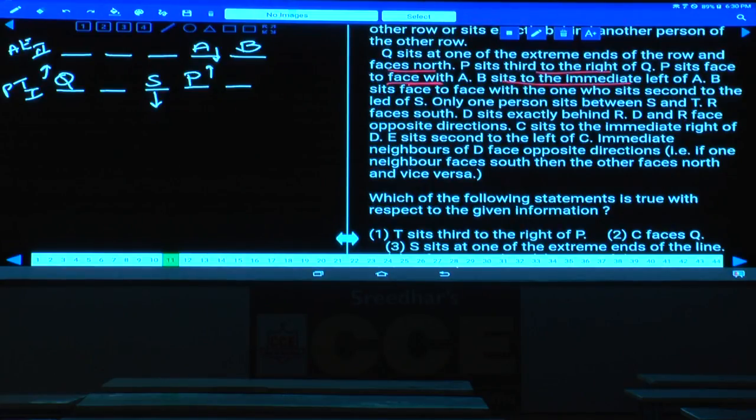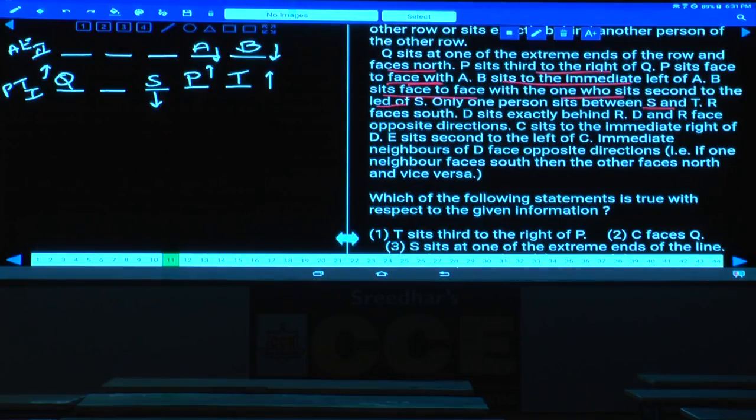Then only this B will be face to face with this person. B sits to the immediate left of A, and B sits face to face with the one who sits second to the left of S. Only one person between S and T. As only one person is between S and T, T must be here. Hence B and T are facing each other, T is towards north and B is towards south.